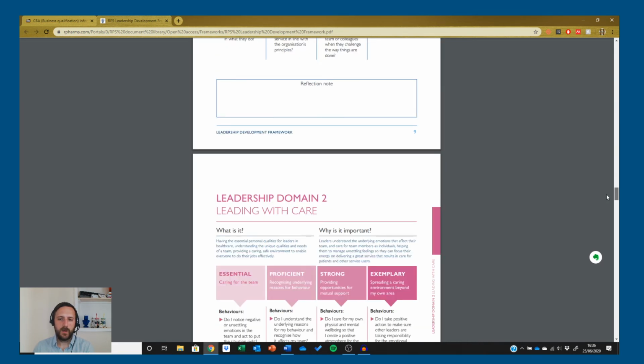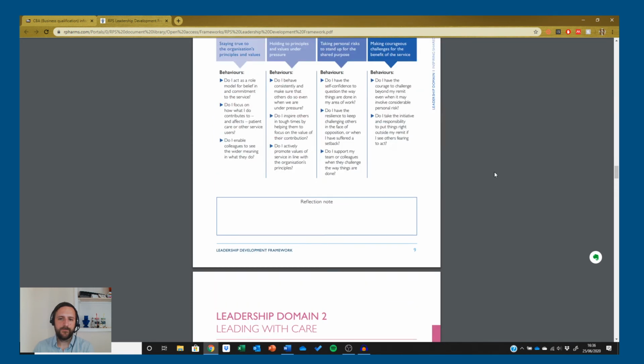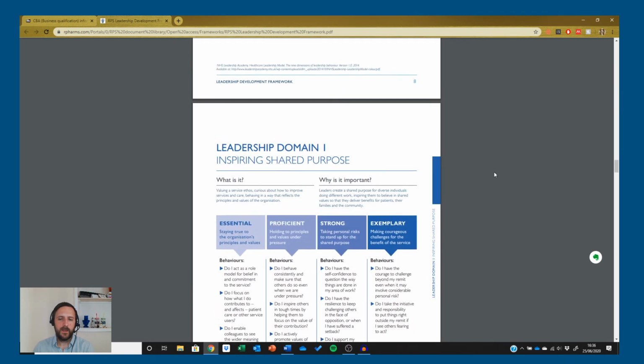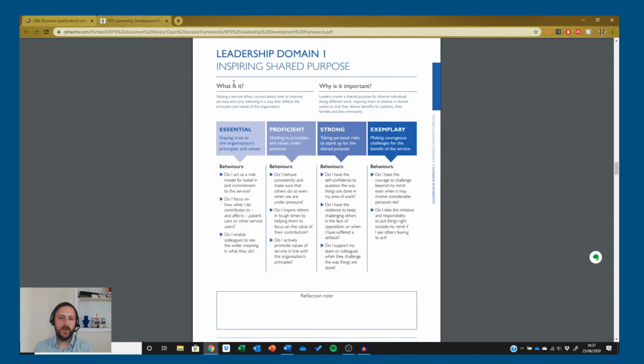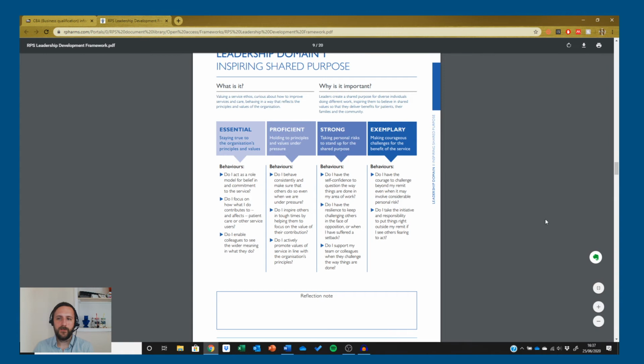So if we go down to where the domains are, we have domain 1 here, for instance. And again, what it is and why it's important is exactly what I've copied into the workbook. So you don't need to worry about this information being different. It is exactly what I've copied into our workbook.